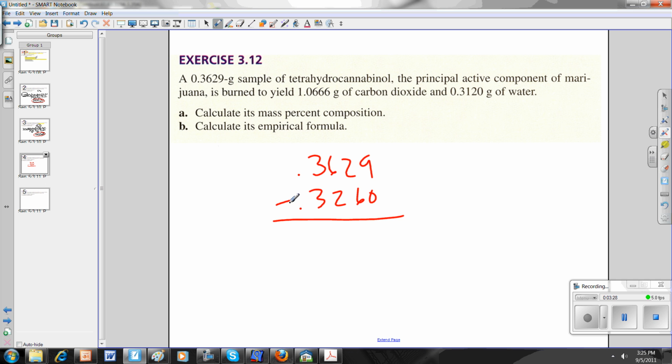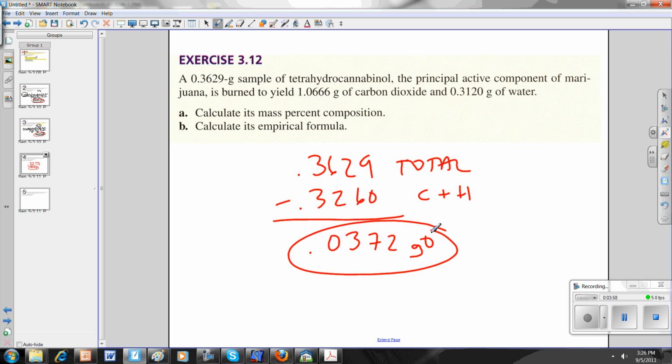You subtract them. This is the total sample. And this is just the carbon plus the hydrogen, which the leftovers will be just oxygen. That leaves me, when I'm all said and done, 0.0372 grams of oxygen. So now I have grams of oxygen, I have grams of carbon, grams of hydrogen.